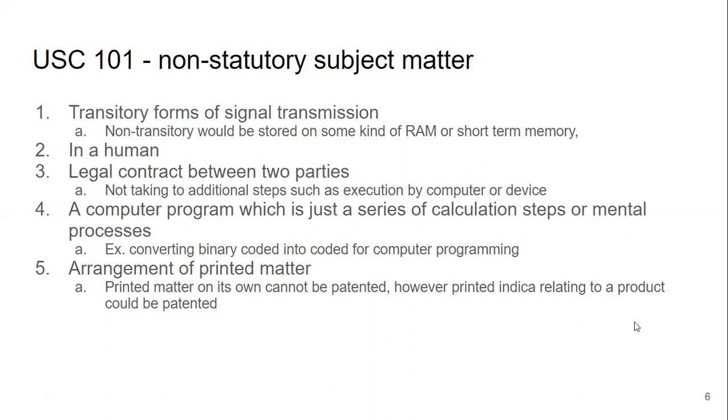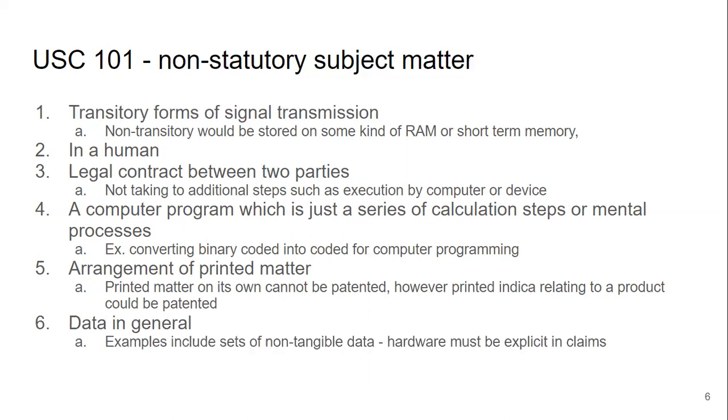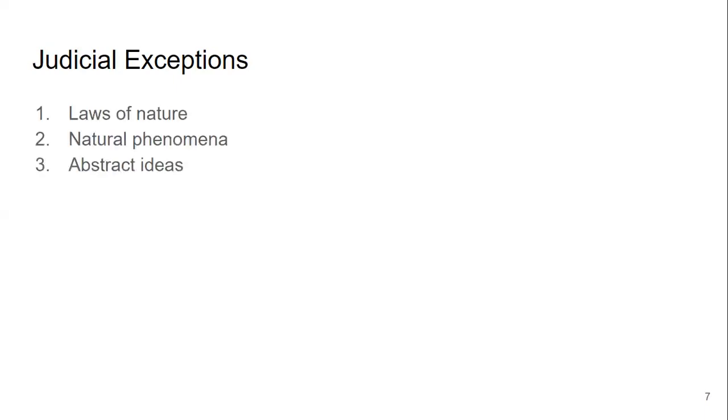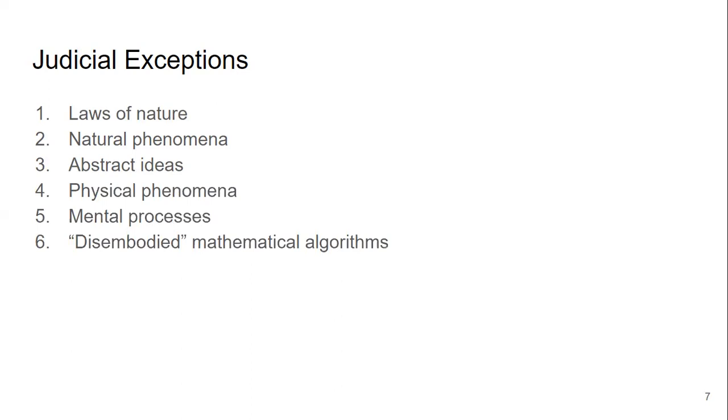But you can't just patent the printed matter. And then there's data in general. Examples of that would be any sort of non-tangible data. The hardware must be explicit in the claims. Now, judicial exceptions are laws of nature, natural phenomena, abstract ideas, physical phenomena, mental processes, and disembodied mathematical algorithms. Remember, disembodied mathematical means you're just patenting the mathematical equation or the algorithm, and you're not patenting the process of what it's used for, or it's not coupled to a product or anything like that.